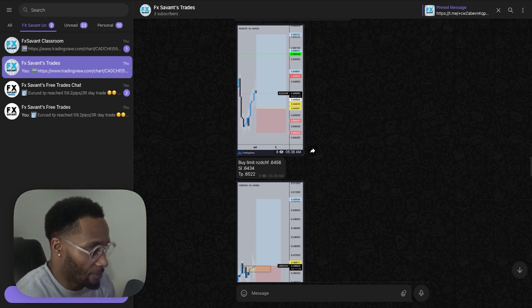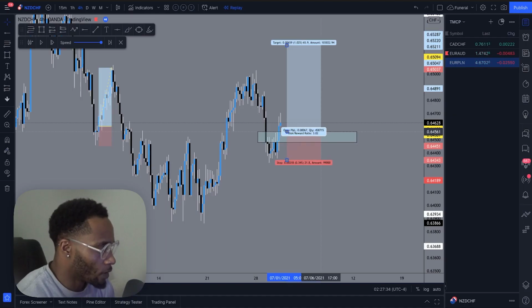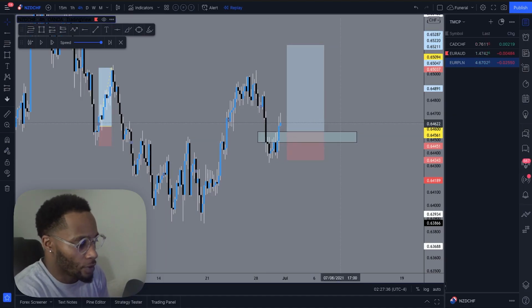But we have this buy limit NZD CHF 6456, stop loss 6434, take profit 6522. Here it is on screen. Make sure everything matches. Yep, nice and easy 3R risk to reward. So let's go over it.